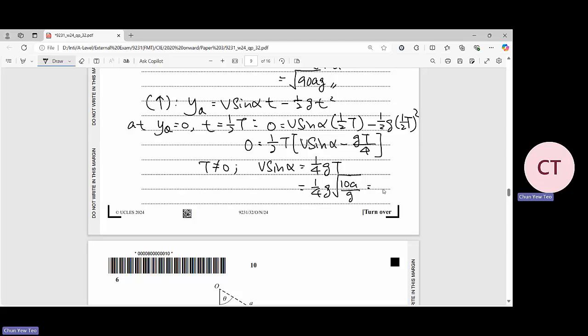Simplify it, you will get the square root of 10ag over 16. So 10 over 16 is actually 5 over 8. Now we want to find the v square. V square is equal to the v sine alpha square plus the v cos alpha square. It will be the same as the v sine alpha square, which is 5ag over 8, plus the v cos alpha square, which is 90ag.